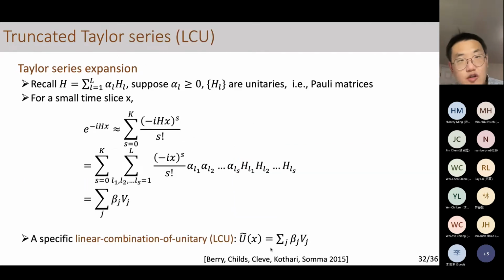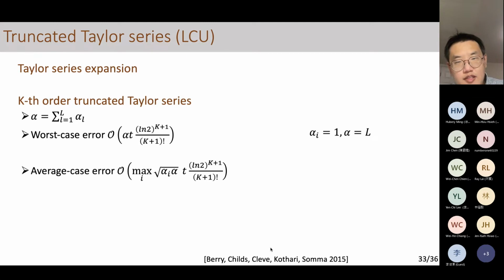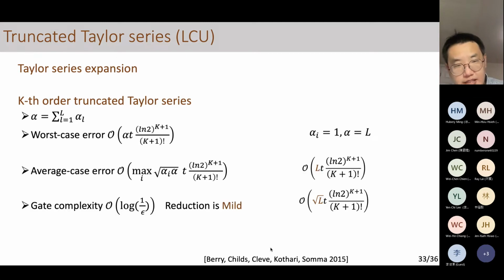Next, about the Taylor series method, we also have some improvement. But as I have stated before, because the total gate complexity is a log function of 1 over epsilon, we only change this epsilon, so the reduction for the total gate complexity is just mild.